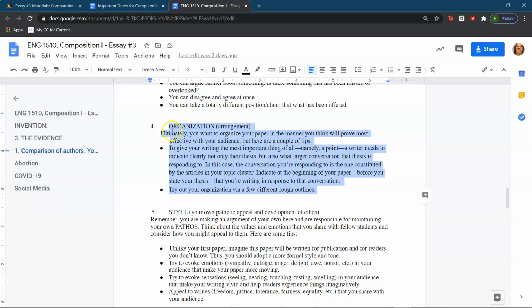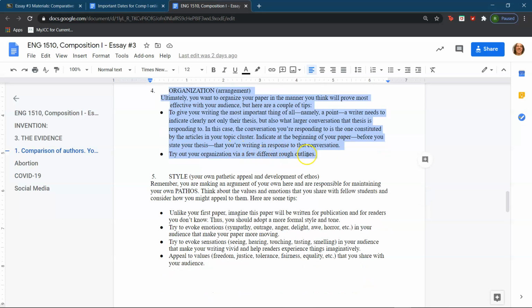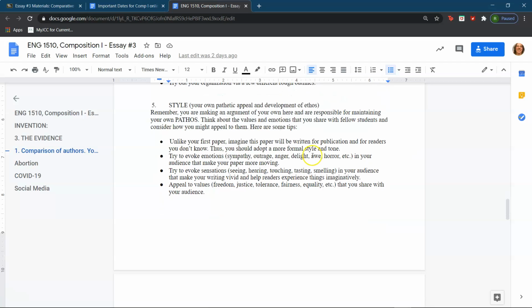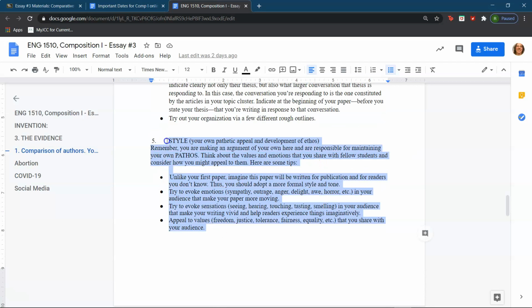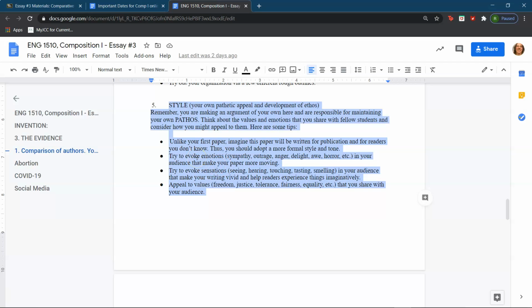So then from there, the organization: you're going to want to start with your thesis statement and your introduction, and try out organization via a few different rough outlines for this paper. Now, in terms of style, you have to remember you are making an argument of your own here and are responsible for maintaining your own pathos. So unlike your first paper, imagine this paper will be written for publication and for readers you don't know. Thus, it should be more formal in style and tone. And you want to try to evoke emotions and sensations and appeal to values.